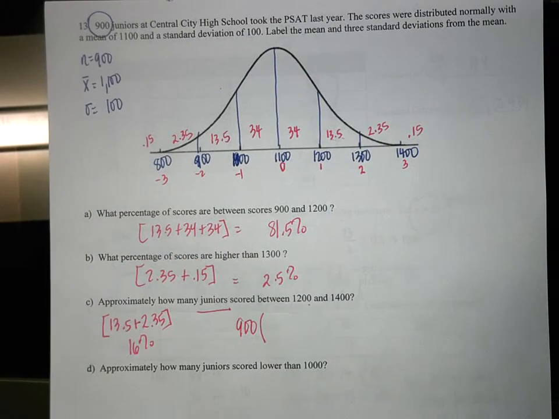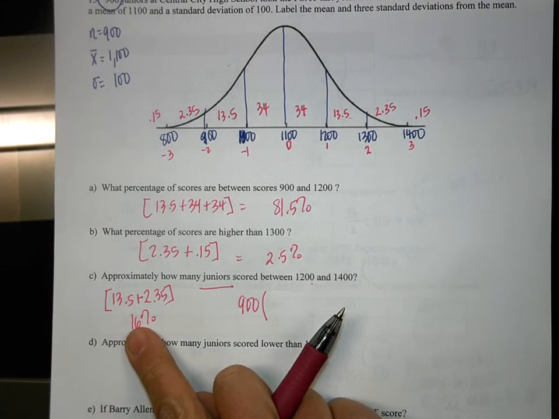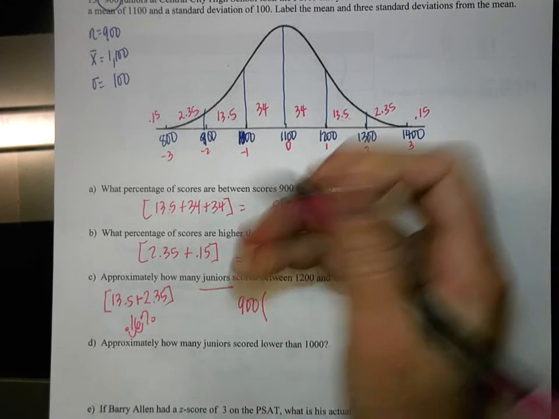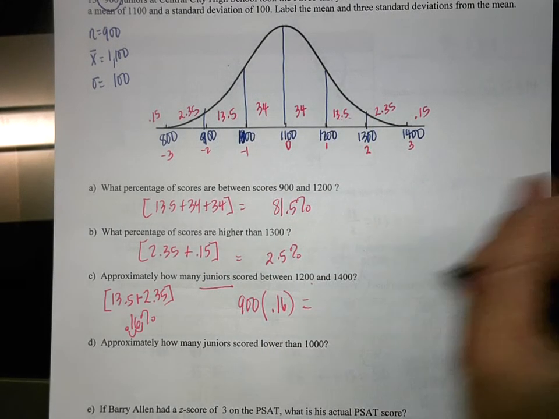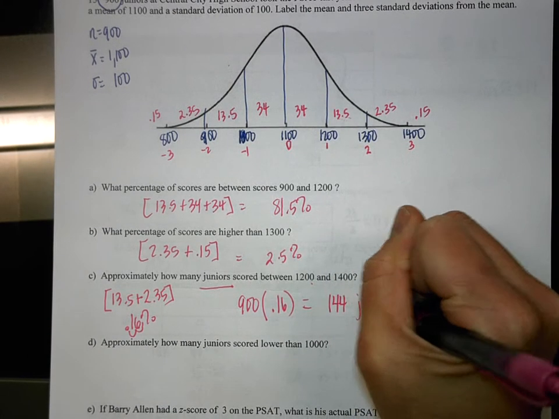Now, when you're multiplying, you can't multiply it by a percent. You have to change the percent to a decimal. And so you'd move the decimal 2 places to the left, and you get 0.16. 900 times 0.16 in your calculator, you end up getting 144, and that is juniors.